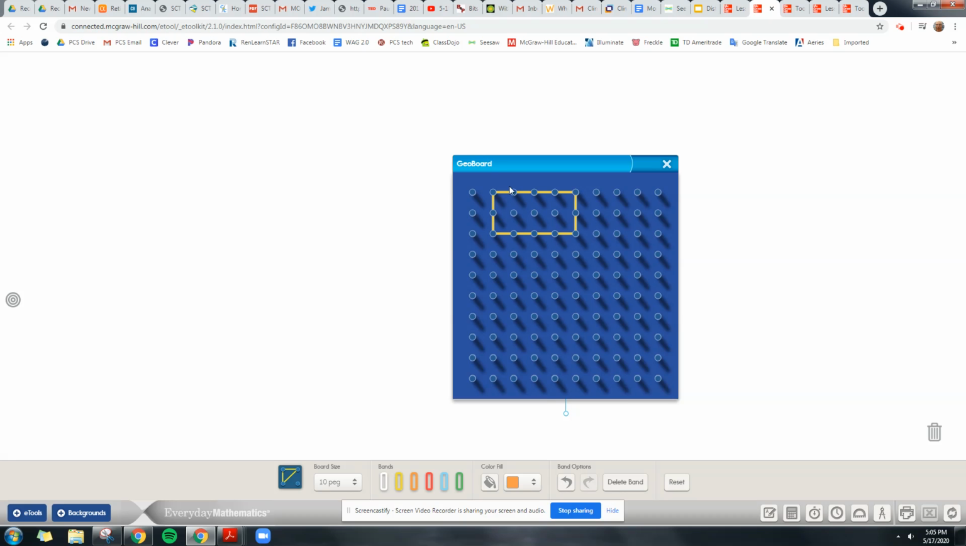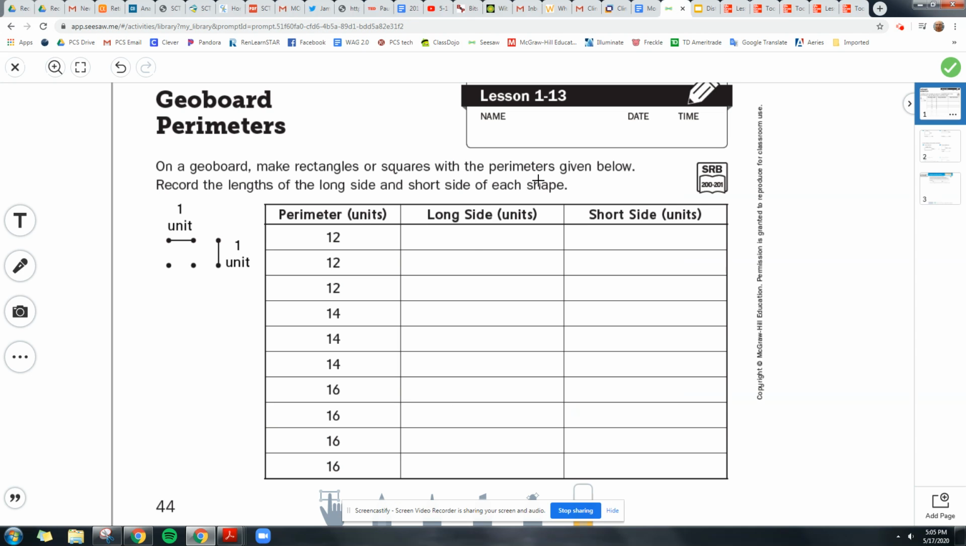Okay, so I've got a perimeter of 12. My long side is 4. My short side is 2. Okay, so now I go back here. Long side is 4. Short side is 2. Perimeter of 12. Go back here.